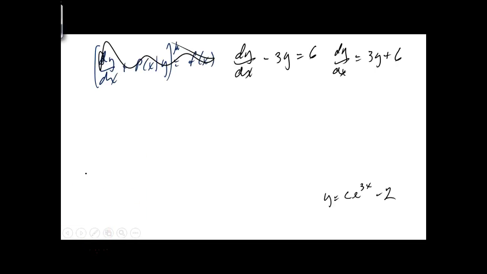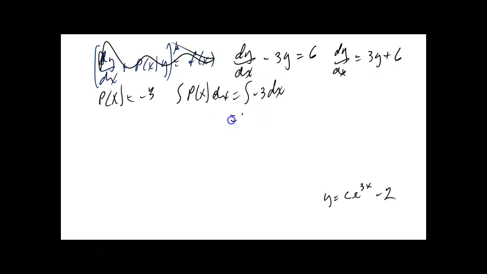Okay. Now, let's do it our other way. This is the standard form. So we gotta find P of X. So P of X is what? Negative 3. We're used to that, aren't we? So the integral of P of X dx is equal to the integral of negative 3 dx, which is minus 3x, right? Okay. Then we take e to that, e to the minus 3x. That's our integrating factor.